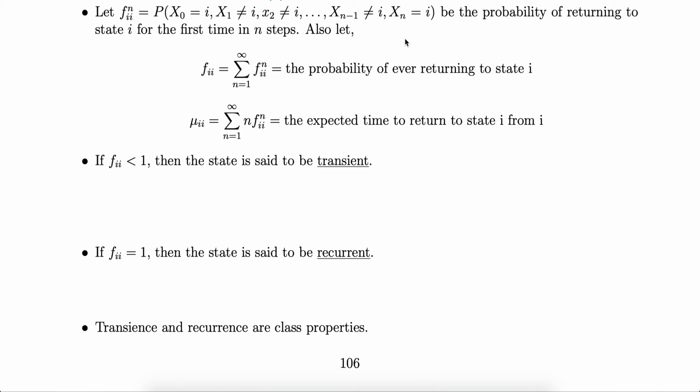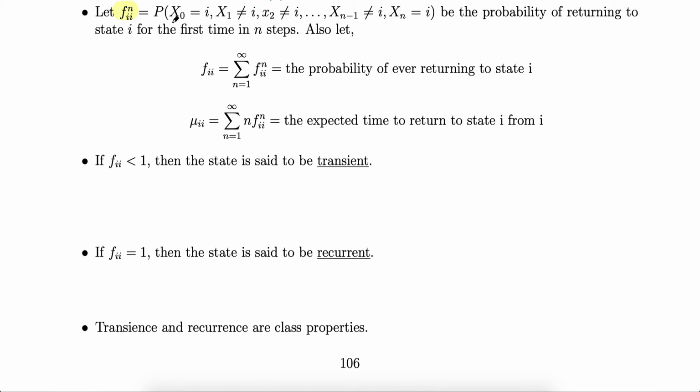So the next bit of notation we're going to look at is this notation F sub ii (n). This notation is going to tell us, like the I to I we're used to, going from state I to state I. This F part, instead of having a P here, F means we're going from state I to state I for the first time in n steps.